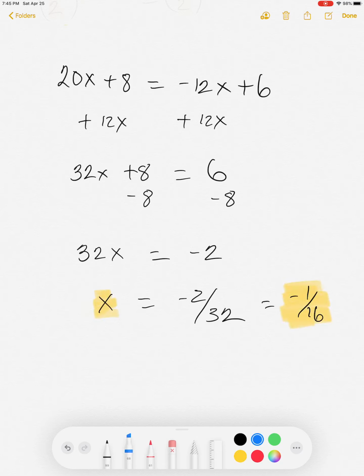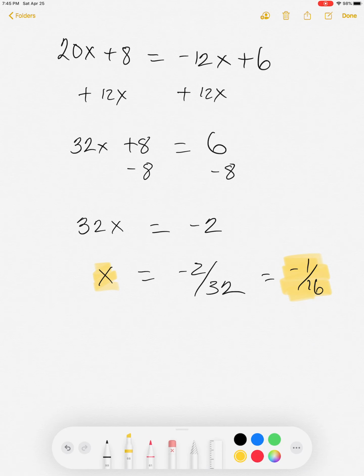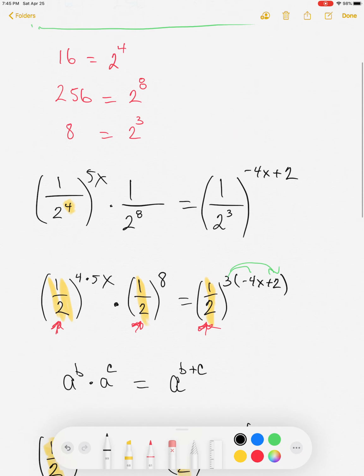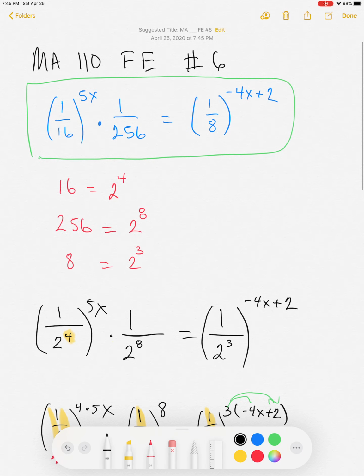So then what I'm going to do is double check this in my calculator, and I need to make sure that my answer works. So I look way up here at my beginning problem that I started with, and everywhere I see x, I'm going to put minus 1 over 16. And I'm going to do that on my calculator. So I put minus 1 over 16, store for x in my calculator, and I'm going to try this.